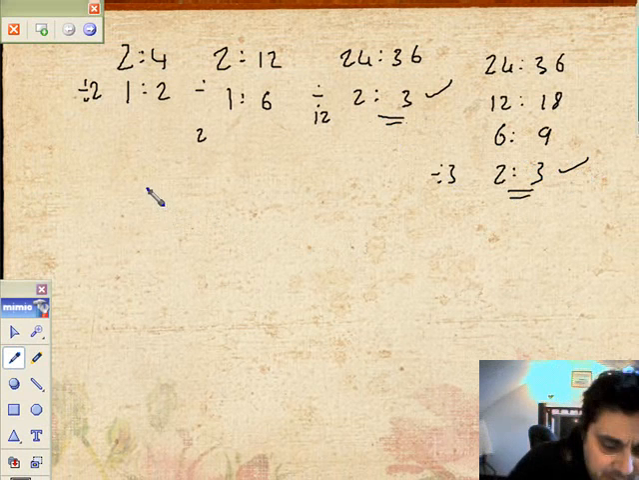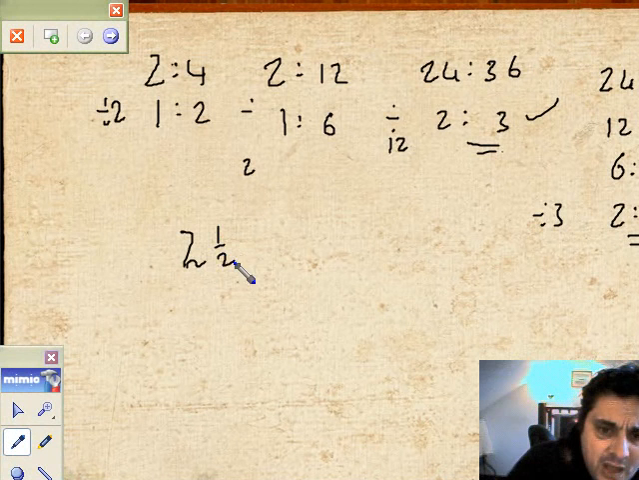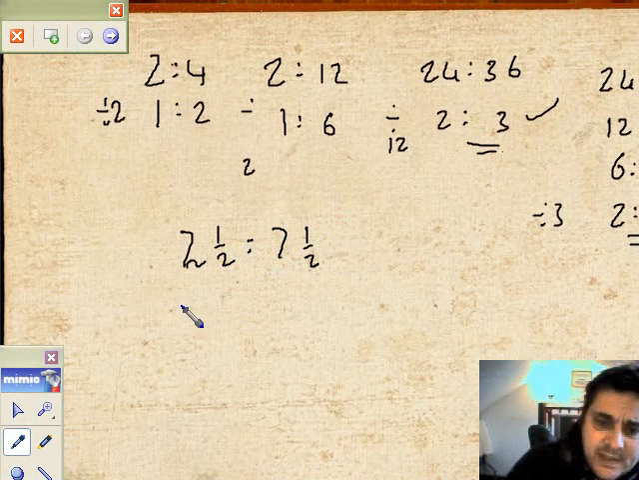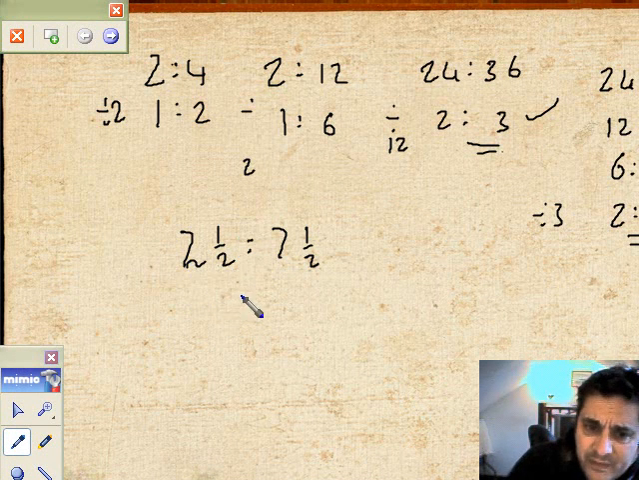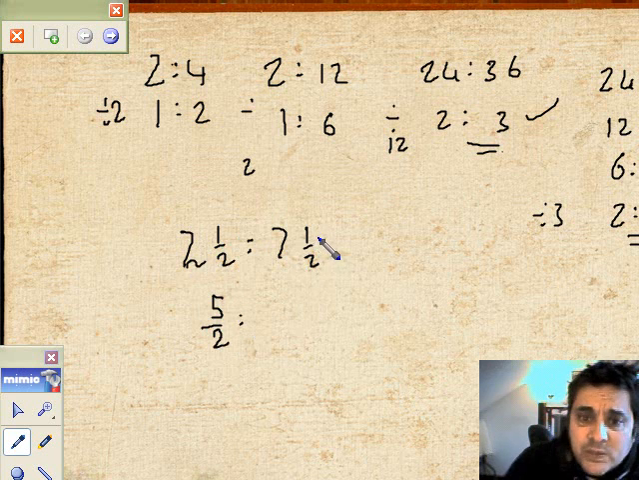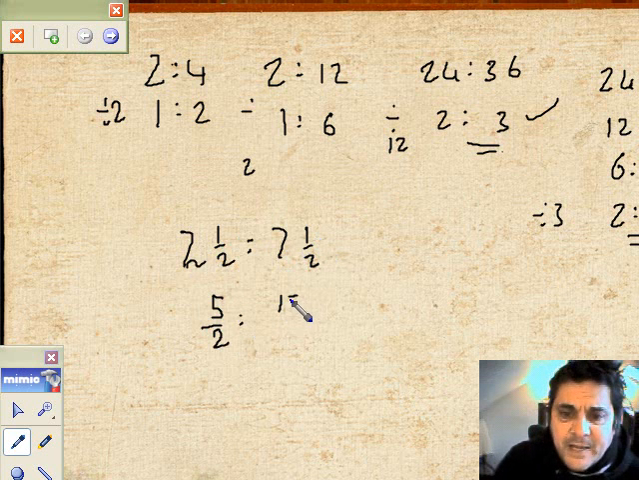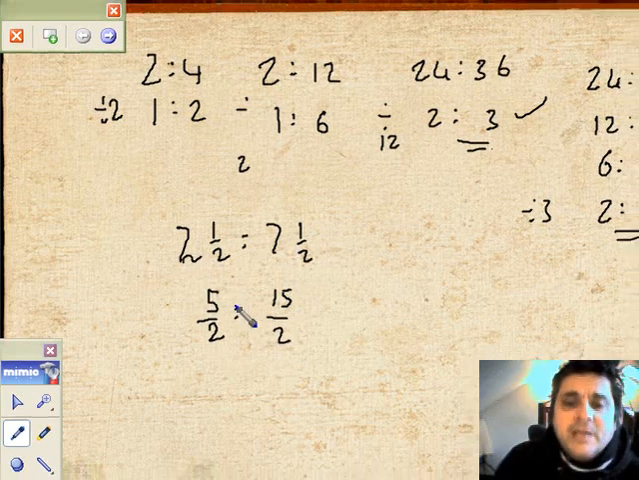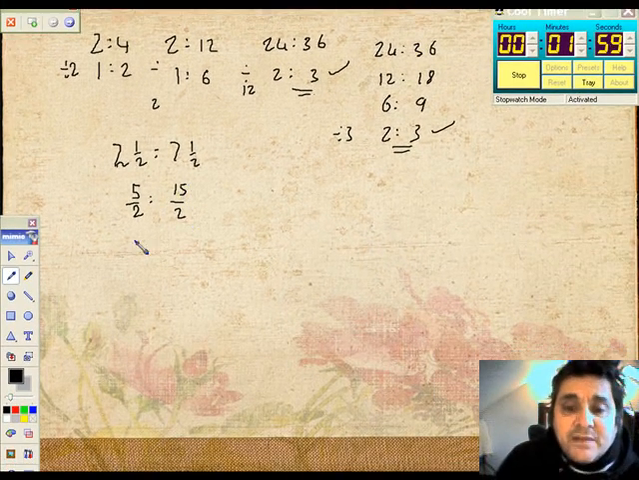Here's a nasty little piece of work here. 2.5 to 7.5. Now, don't worry about it. There's two ways of doing this. If we top heavy the fraction, 2 2s are 4 plus the 1 is 5. I've got 5 halves, and 7 2s are 14 plus the 1 gives me 15. So it's 15 halves. So I've got 5 of something compared to 15 of something.